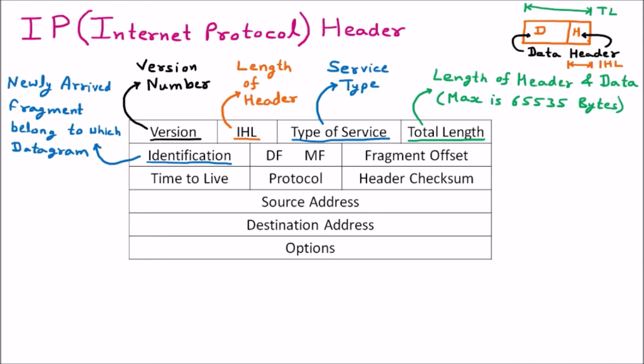Then we have the next field, which is called the DF. DF stands for don't fragment. So this one is the DF, which means don't fragment. Whenever we are sending data that is so small that further division is not required, we say don't fragment that data. So we can say that the data arrives in only one piece.